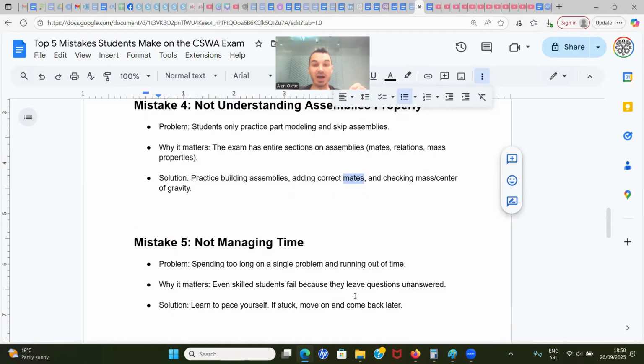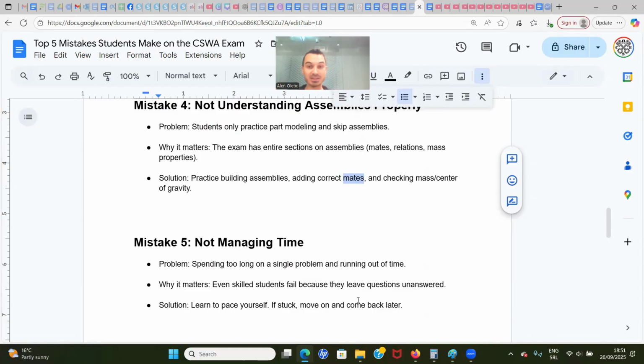And mistake number 5, not managing time. The problem is the majority of students spend too much time on a single problem. And even skilled students fail because they leave questions unanswered. The solution for this is learn how to pace yourself. If stuck, move on and come back later.